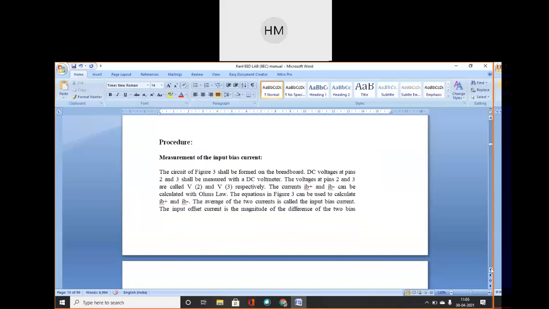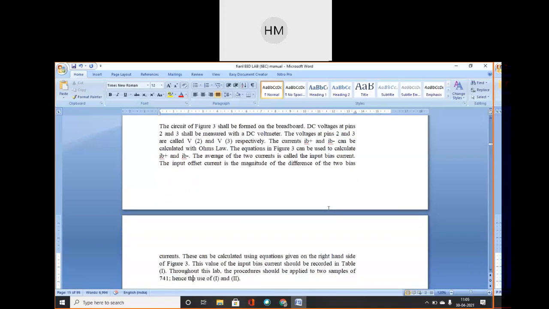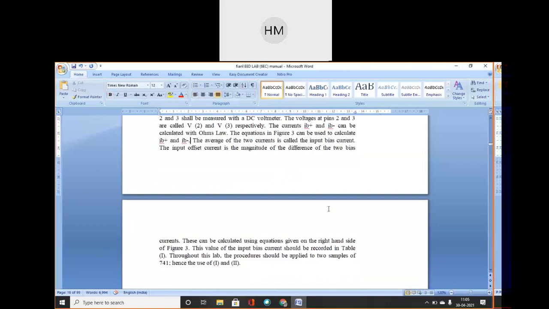Measurement of input bias current. You can perform it on breadboard or Multisim. Voltages at pin number 2 and 3 are called V2 and V3 respectively. The currents IB plus and IB minus can be calculated with Ohm's law, I is equal to V by R. The equations in figure 3 can be used to calculate these values. The average of these two currents is called the input bias current, which I have told you earlier also. The input offset current is the magnitude of the difference of the two bias currents, okay? And bias current is the average. Don't get confused.